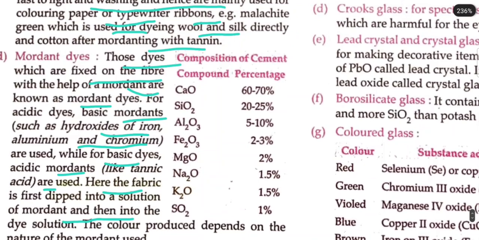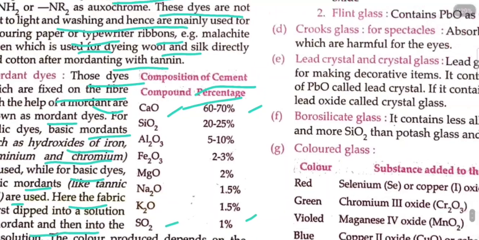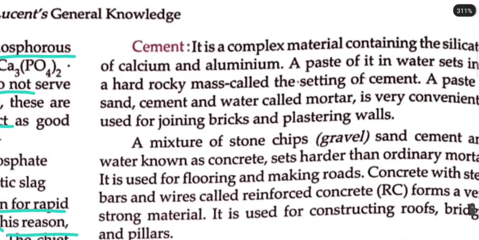ठीक है. और composition of cement, कंपाउंड पर CaCO3 में परसेंट की 60 से 70, SiO2 में 20 से 25, SO2 में 1% रहता है, K2O में 1.5% रहता है. ठीक है. सीमेंट क्या होता है?